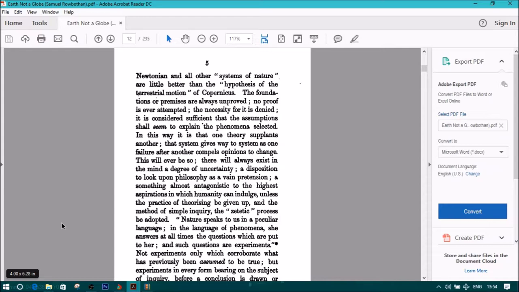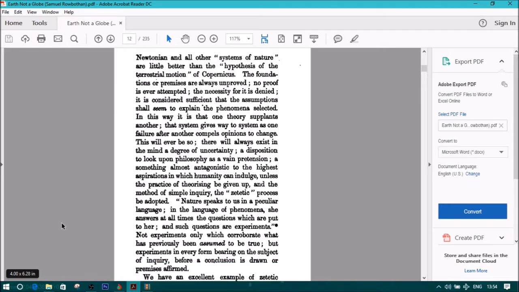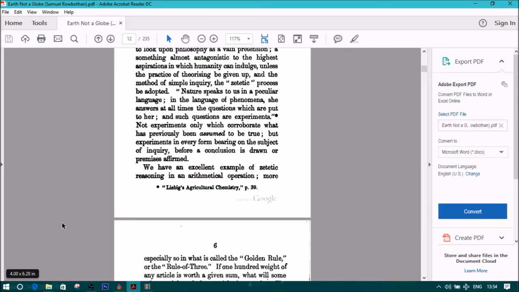There will always exist in the mind a degree of uncertainty, a disposition to look upon philosophy as a vain pretension, something almost antagonistic to the highest aspirations in which humanity can indulge, unless the practice of theorizing be given up, and the method of simple inquiry, the Zetetic process, be adopted. Nature speaks to us in peculiar language. In the language of phenomena, she answers at all times the questions which are put to her, and such questions are experiments. Not experiments only which corroborate what has previously been assumed to be true, but experiments in every form bearing on the subject of inquiry, before a conclusion is drawn or premises affirmed.